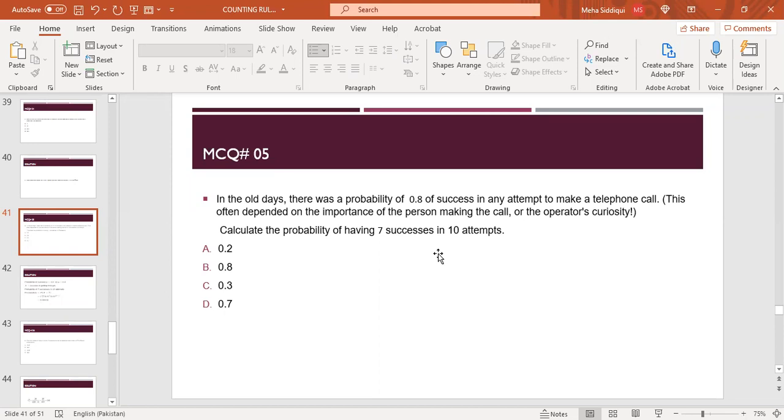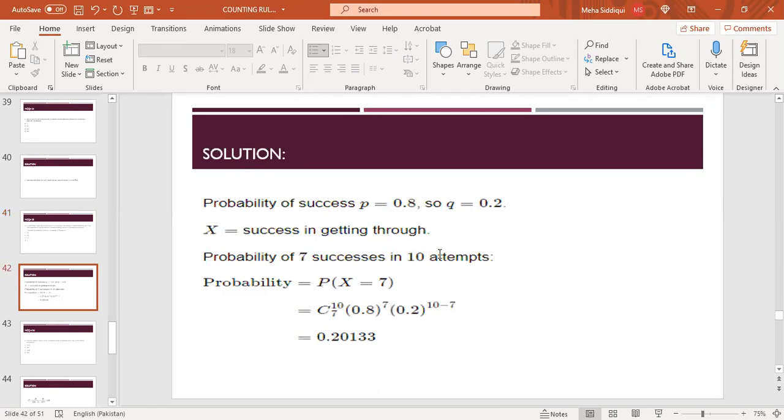Okay. Let's see what will be the right option. Actually, probability of success, as we have seen in our example, is P equals 0.8. So Q will be 0.2 and capital X is success in getting through. So probability of 7 successes in 10 attempts, we will apply the same formula of binomial distribution. This is C7, we will apply the combination rule, and here 7 is the success rate and 10 minus 7 will be the failure rate. So calculating these values, you will get 0.2.